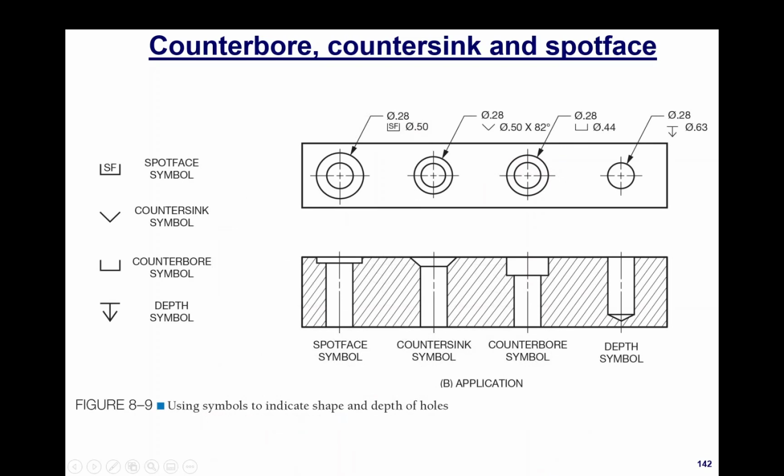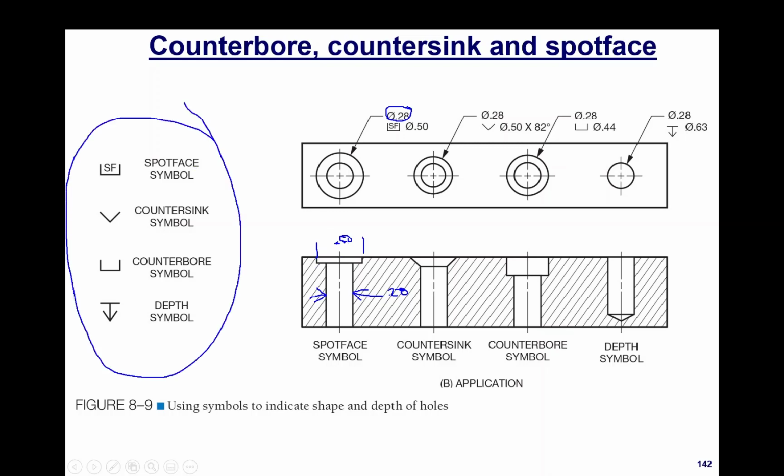So let's look at the spot face. This first value here, the decimal 0.28, has to be this size right here. It can't be the 0.5 because that would be larger than the spot face. So this is what the 0.28 is referencing, this diameter, and the 0.5 is this one here, 0.50. A little messy for you. That is the diameter of the actual spot face itself. The symbols are all right here on the left.